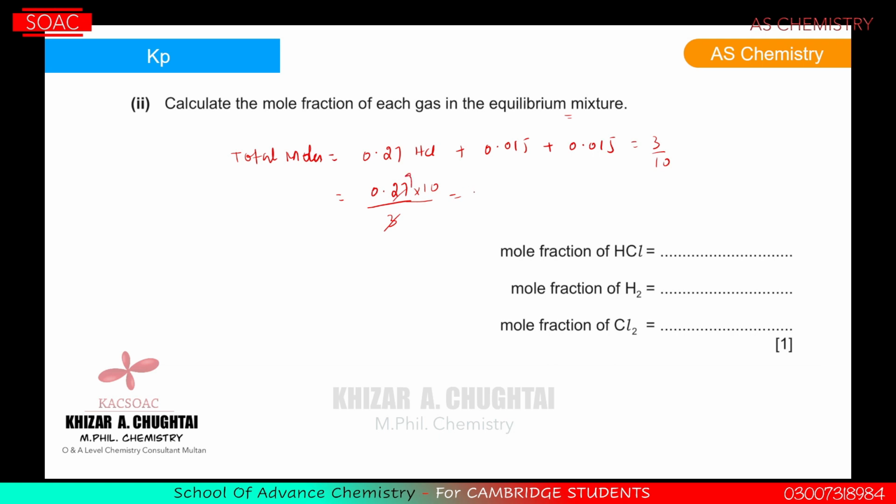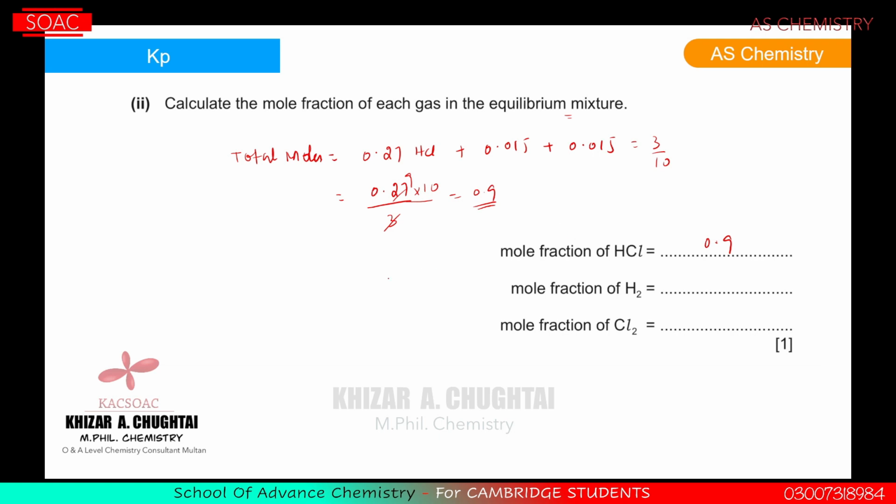So the total mole is 0.3, and 0.9 into 10 gives 0.9. So this is the mole fraction of HCl, 0.9.